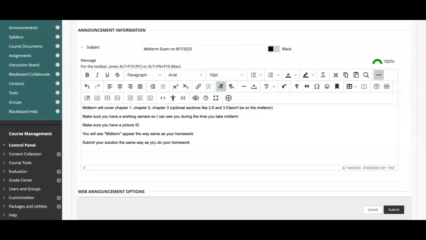Yes, submit your solution the same way as you do your homework. Important. Put your ID alongside of your solutions. Just make sure that's yours, okay? Put your ID alongside of your solutions. Because you know everything's online, right? Just make sure everything's fair to everybody. No one is cheating.